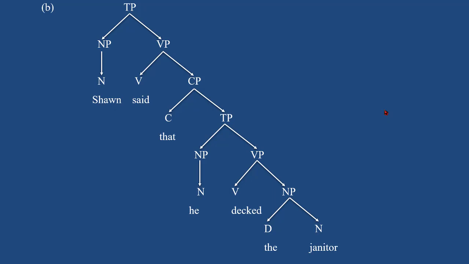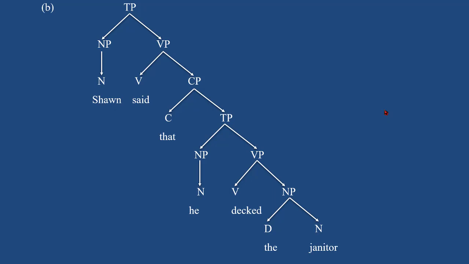So we have TP, tense phrase, okay? As we have said, TP consists of an NP and VP. These are obligatory, right? VP consists of a V, said, Sean said that. So when you have that, that's a complementizer. Then that's a CP. From that on, we have a CP, complementizer phrase, which consists of a C and TP.